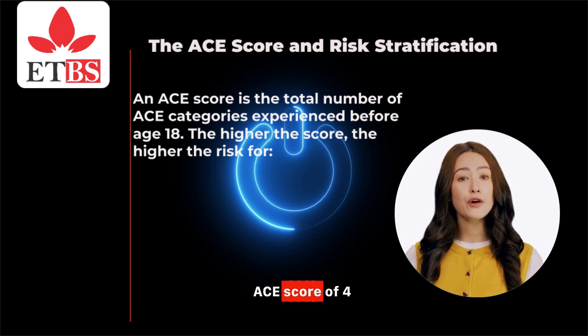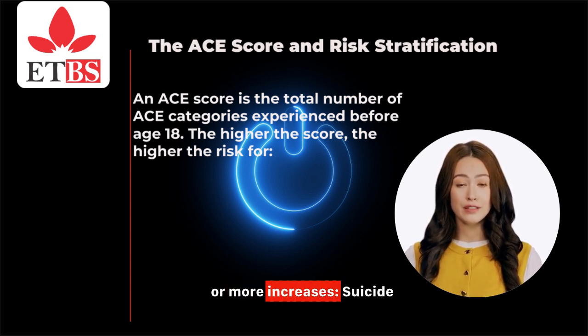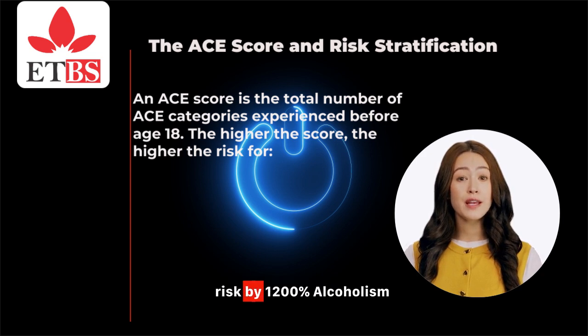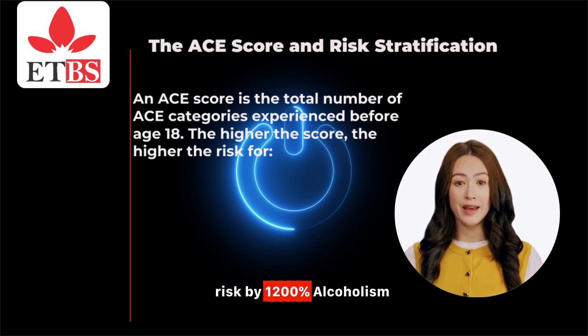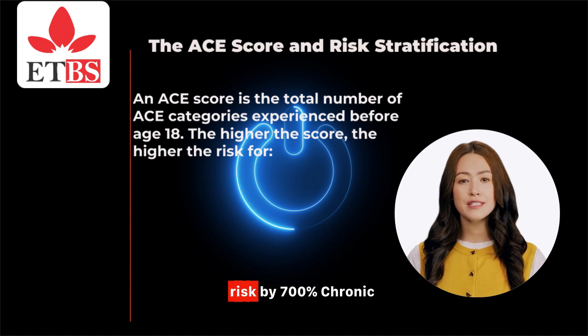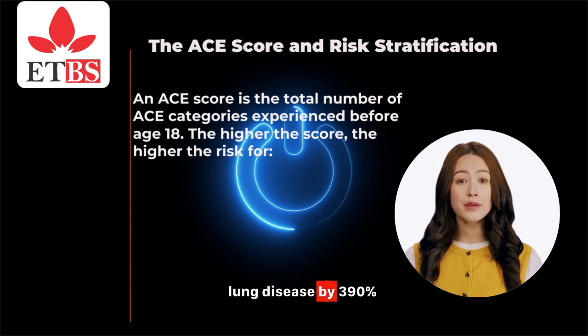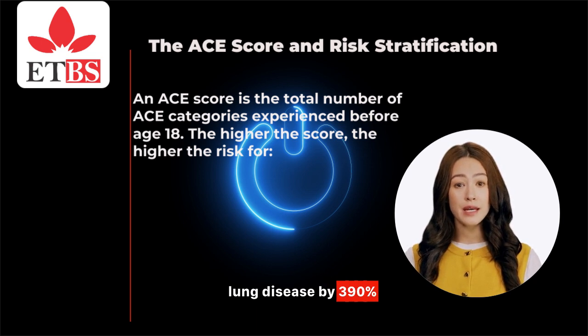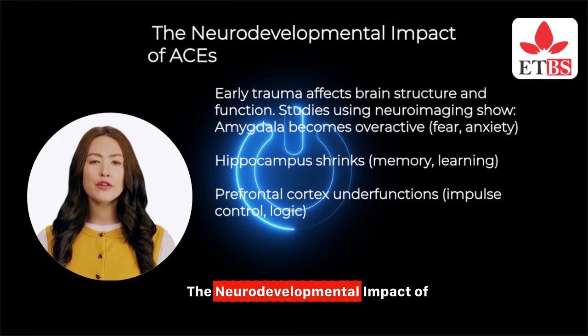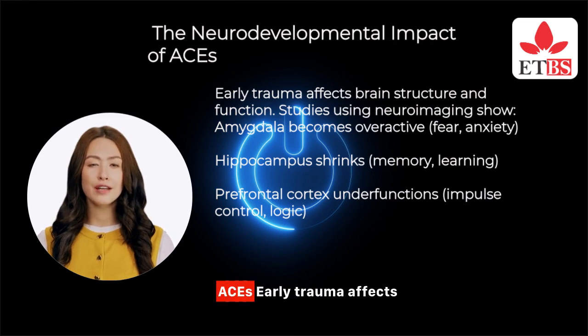An ACE score of 4 or more increases suicide risk by 1200%, alcoholism risk by 700%, chronic lung disease by 390%.